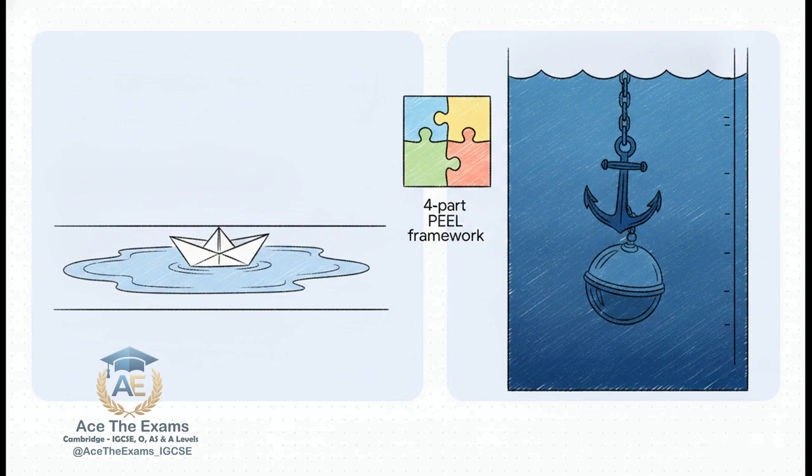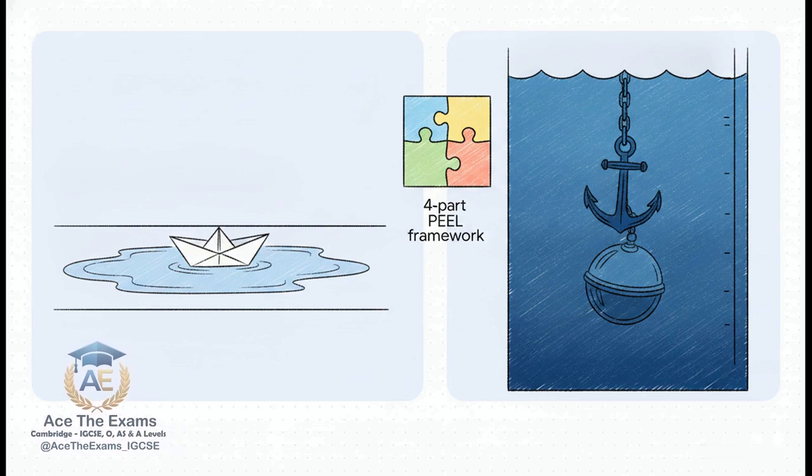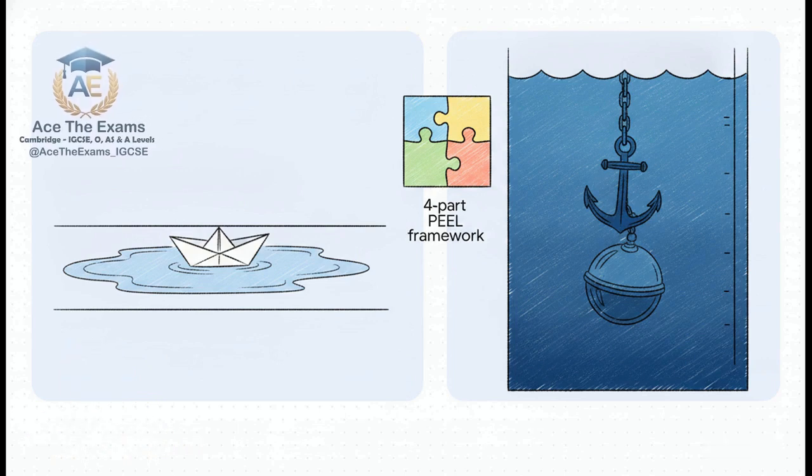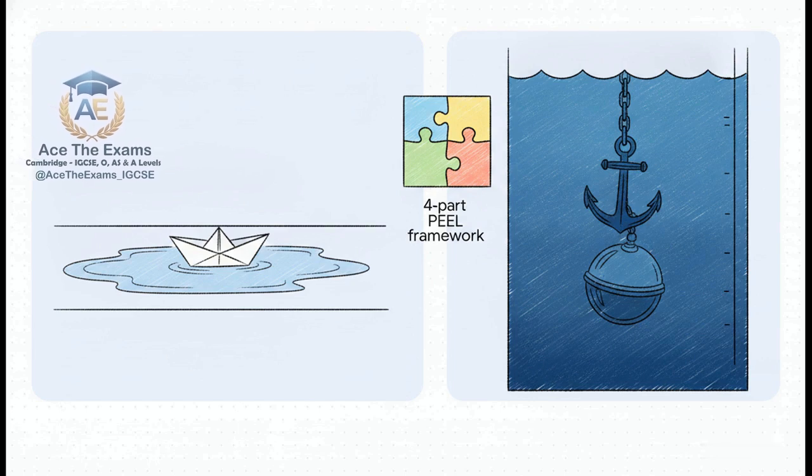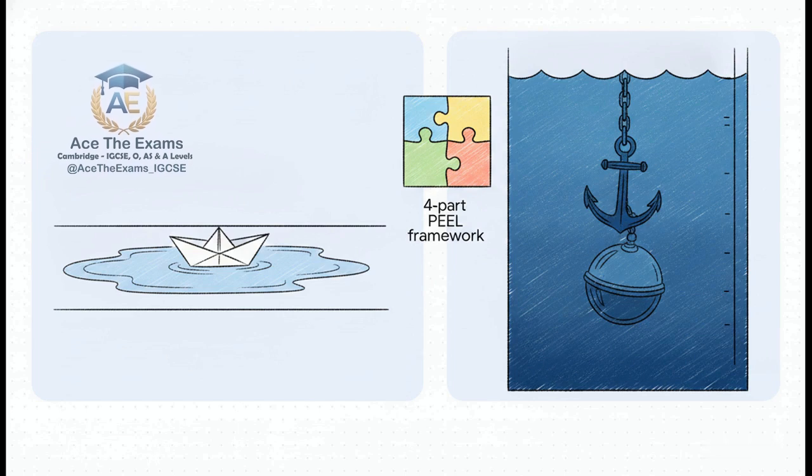An average student just defines abstraction, but a top student uses PEAL. They make the point that abstraction simplifies the model. Their evidence is the flight simulator environment. Their explanation is that abstracting out specific weather patterns saves crucial processing power, and their link explicitly ties that saved processing power back to the simulator's real-time performance needs. That is the PEAL framework in action.